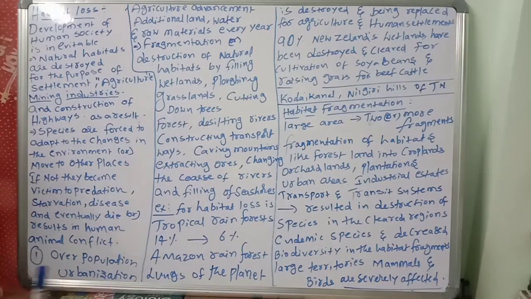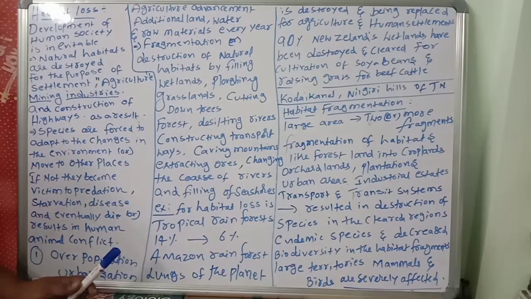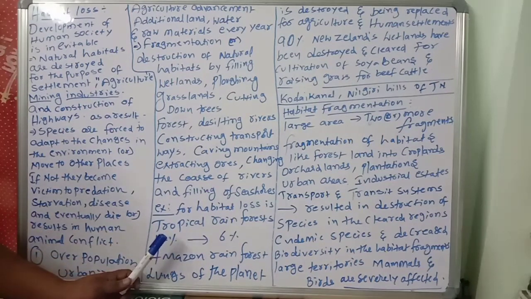For example, the most dramatic example of habitat loss, for clear understanding, we will discuss one important forest, that is the tropical rainforest. First you see tropical rainforests. The most dramatic example of habitat loss comes from the tropical rainforests. 14% of the Earth's land surface was once covered by these tropical forests.